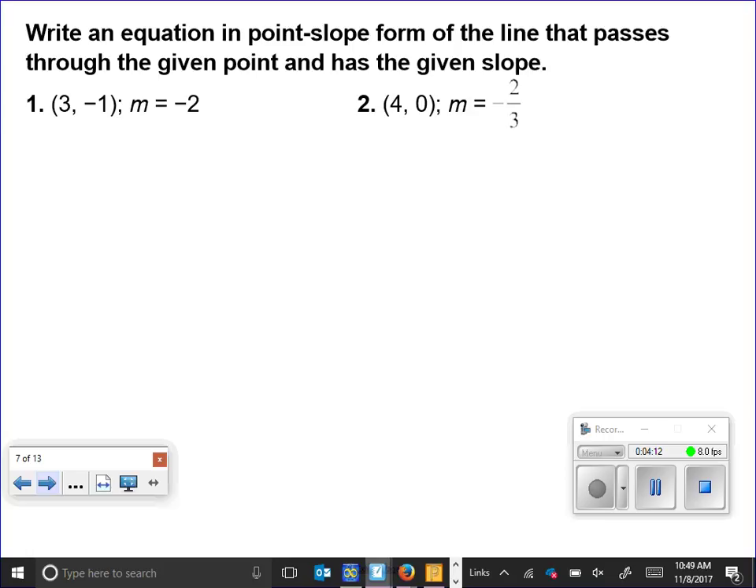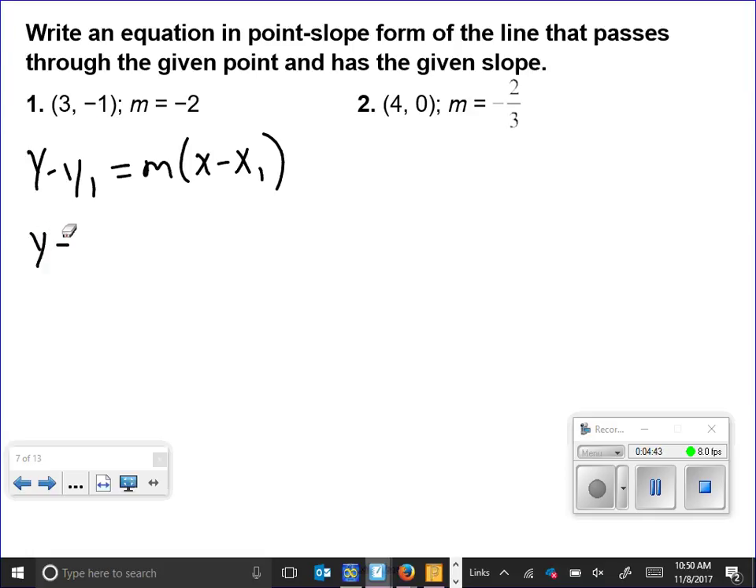Next example then. So write an equation in point slope form of the line that passes through the given point and has the given slope. Same thing, same process here. So y minus y1 equals m times x minus x1. Remember, your x and y are what make this equation true that we're writing. Okay, they're an ordered pair that make the equation true. They're going to be on this line of the linear function.